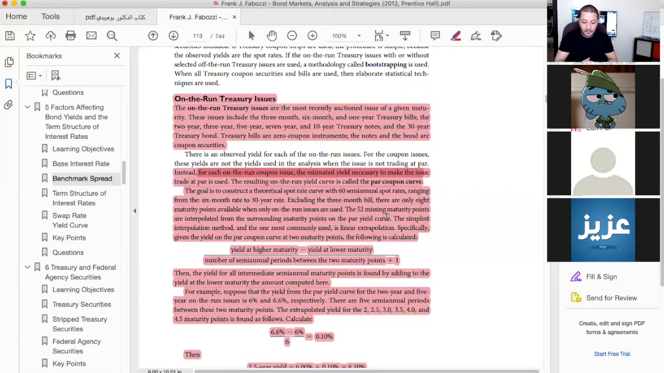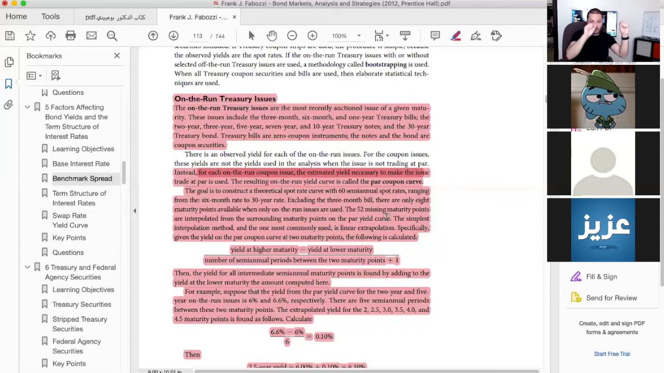Now, as I told you, the key thing is that we have to re-represent or trim or divide the bond into a package of zero coupon instruments, right? For each zero coupon instrument, you have to find the right corresponding yield.